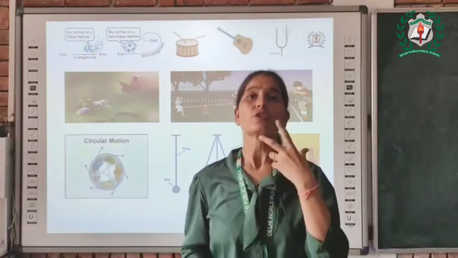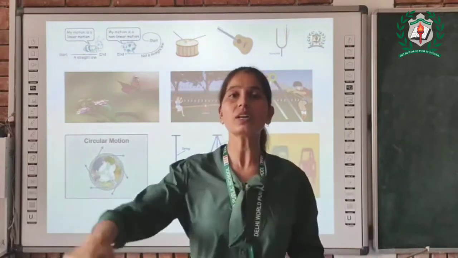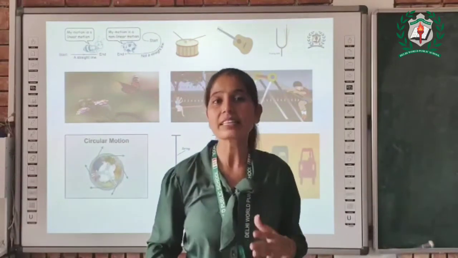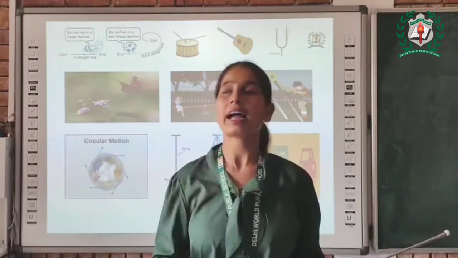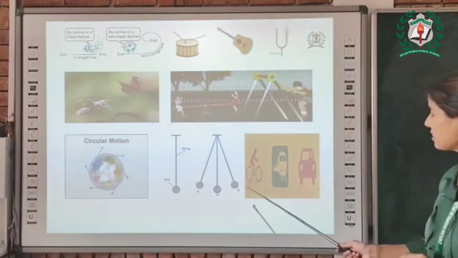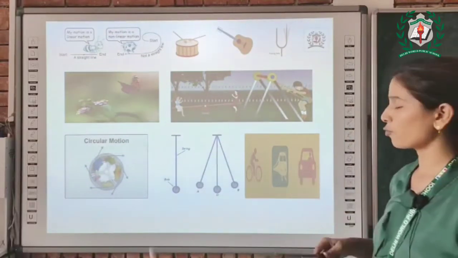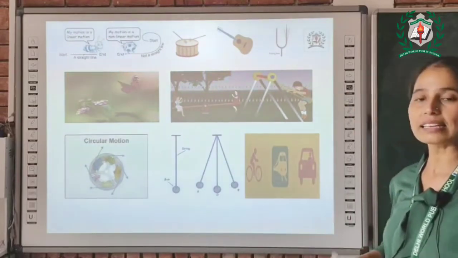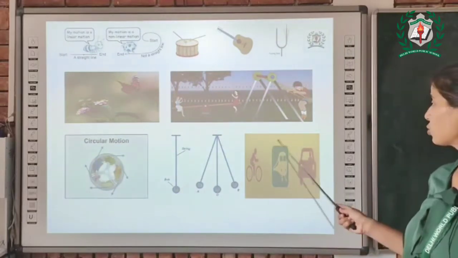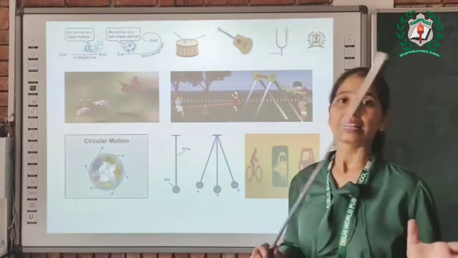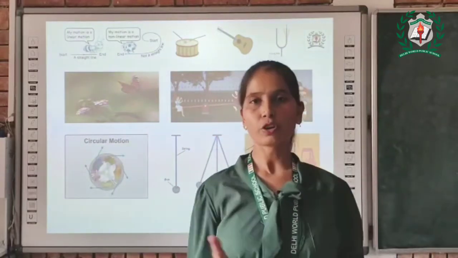Next is uniform motion. What is uniform motion? When a body covers equal distance in equal time intervals, this type of motion is known as uniform motion, like the motion of a clock hand. These are all examples of uniform motion. Like a train moving on a particular path, that is uniform motion, because the train is moving at the same speed and in the same time interval. So this type of motion is known as uniform motion.